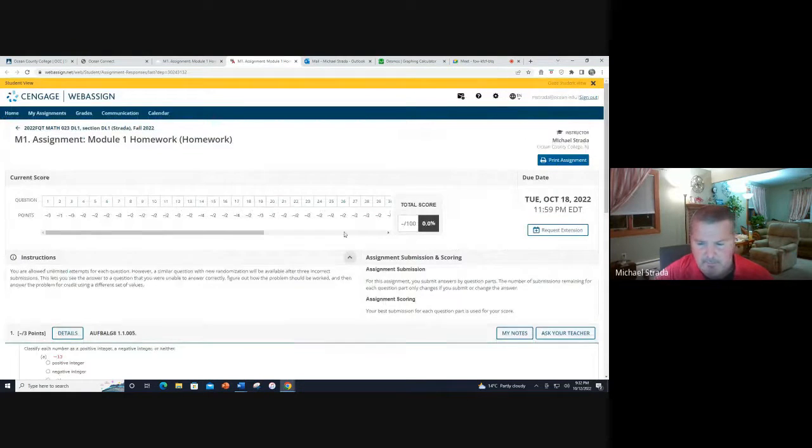Each one is graded a certain number of points, totaling 100. As you see here, it says you're allowed unlimited attempts for each question. However, a similar question with new randomization will be available after 3 incorrect submissions. This lets you see the answer to a question that you were unable to answer correctly, figure out how the problem should be worked, and then answer the problem for credit using a different set of values. So you're going to work on these problems. That one's worth, like we said, 100 points.